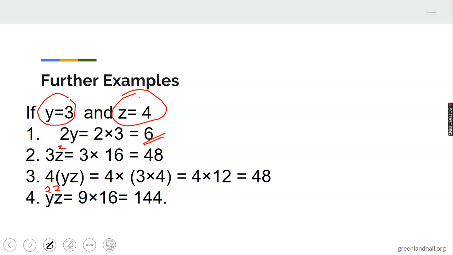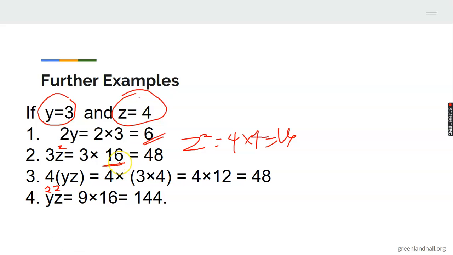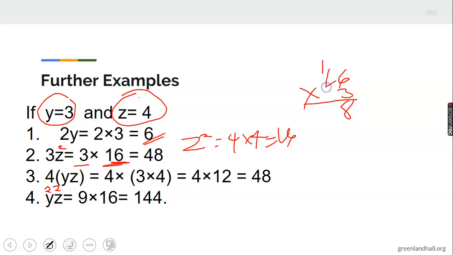Then look at this one. 3Z squared. First of all, you must know that Z squared is on its own. Z is 4, so Z squared will be 4 times 4, and 4 times 4 is 16. So Z squared is 16. Then we have 3 in front, like here we have 2Y, 2 times 3. Now 3 times Z squared. So that's 3 times 16, and that will give us what? Let's calculate 16 times 3. 3 times 6 is 18. You bring your 1 here. 3 times 1, 3, plus 1, 4. That's how we have 48 here.